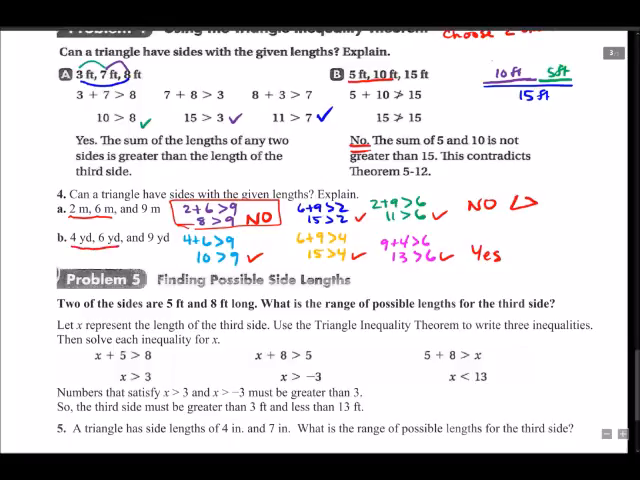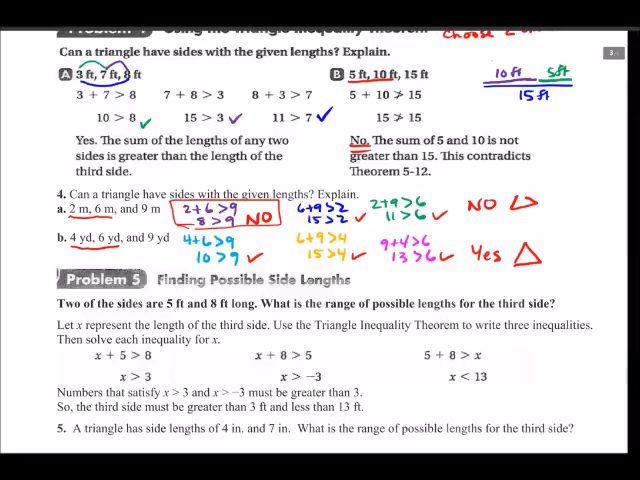Let's start with the two shortest pieces here. That one works out. So then it's just a matter of checking the others. 6 plus 9 is greater than 4. 9 plus 4 is greater than 6. Yes, this will make a nice triangle.